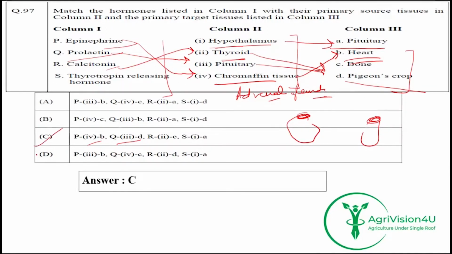So the correct option which satisfies all of these is C. P4B, Q3D, R2C, and the last is thyrotropin releasing hormone S1A. Fine. So the correct answer would be C.